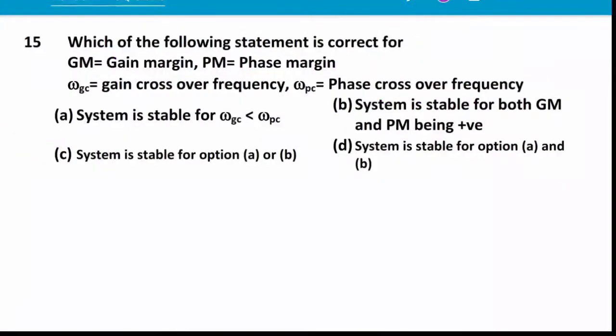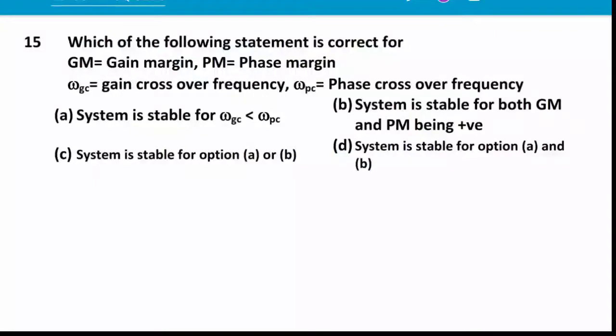Next question: which of the following statements is correct, for GM equal to gain margin, PM equal to phase margin, omega GC gain crossover frequency, omega PC phase crossover frequency? Option A, system is stable for omega GC smaller than omega PC. Option B, system is stable for both GM and PM being positive. Option C, system is stable for option A or option B. Option D, system is stable for option A and option B.